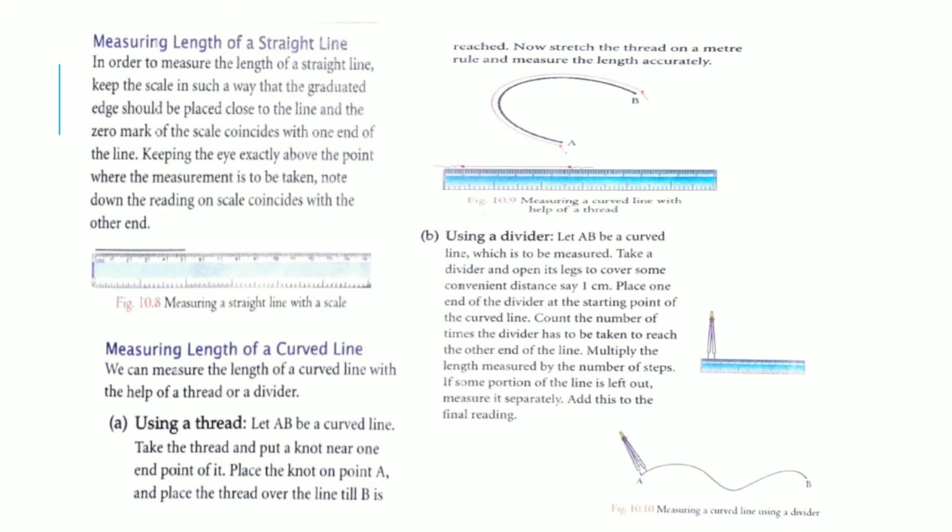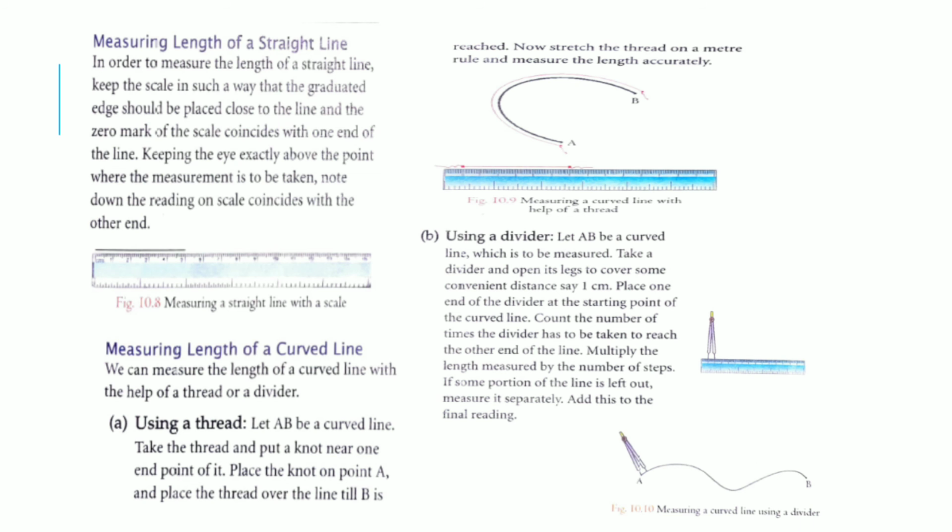Now, measuring the length of a straight line. In order to measure the length of a straight line, keep the scale in such a way that the graduated edge is placed close to the line and the zero mark of the scale coincides with one end of the line. Keeping the eye exactly above the point where the measurement is to be taken, note down the reading on the scale coinciding with the other end.